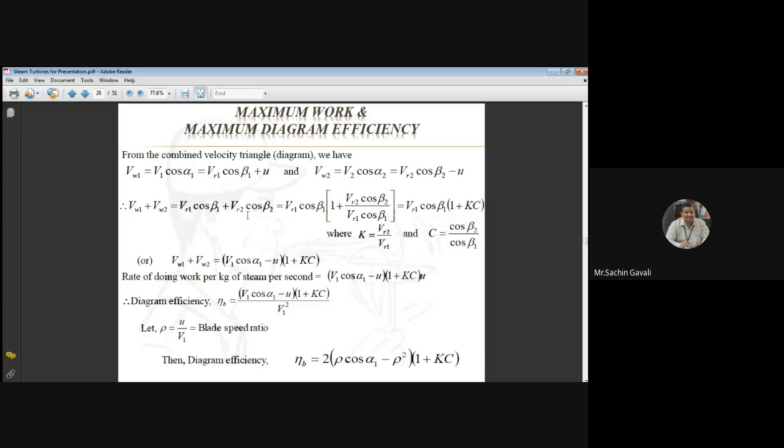Now we know that the maximum blade efficiency or efficiency of the impulse turbine is given by a formula. It is 2U into bracket VW1 plus minus VW2, divided by V1 square. With the help of that formula, one can calculate the efficiency of the blade. Now, whatever the combined velocity diagram is there with us, let us go to it.